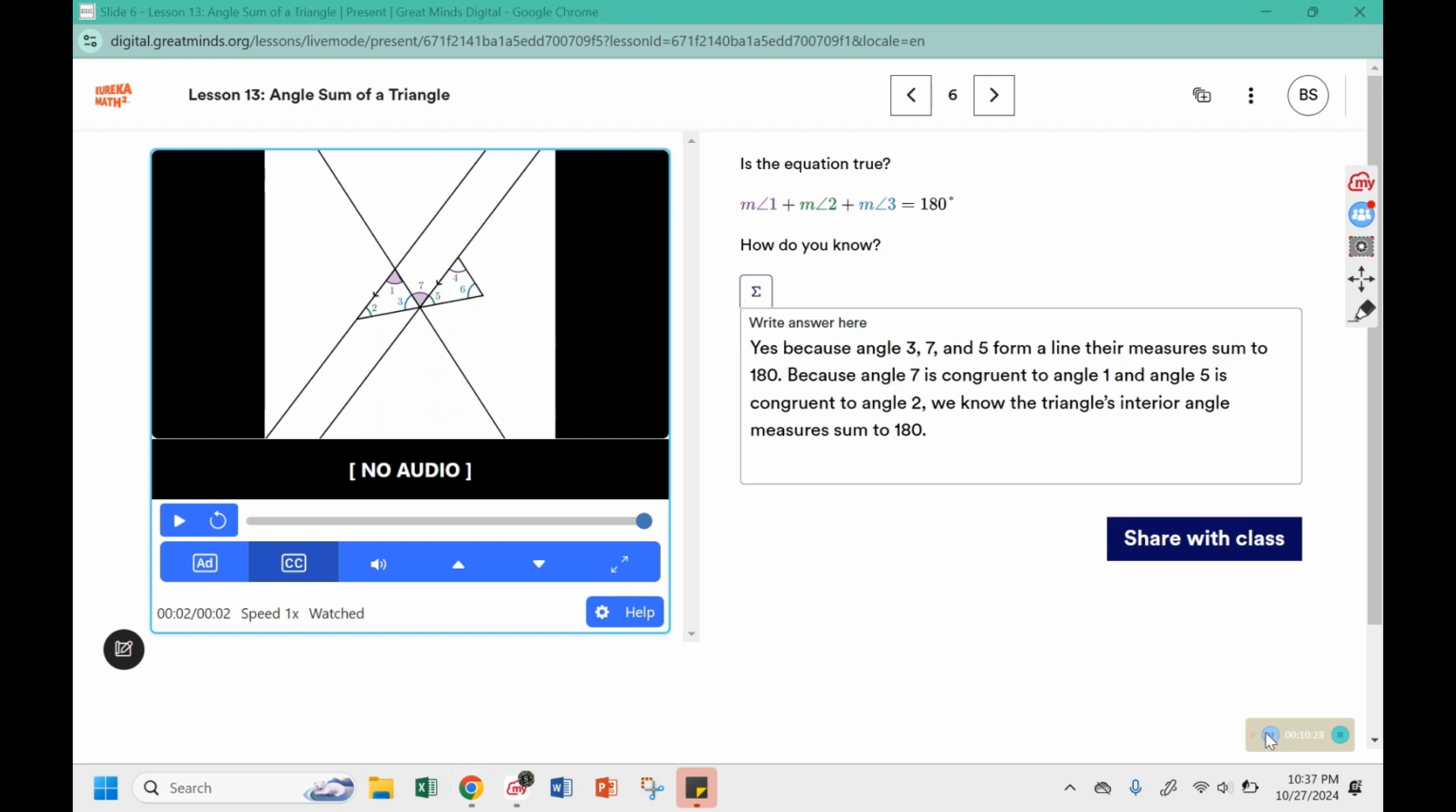Because angle 3, 7, and 5 form a line or a straight angle in this section here, their sum is 180. Because angle 7 is the same as this angle here, angle 1, and angle 5 is the same as angle 2, we know the triangle's interior angle measures add up to 180 degrees.